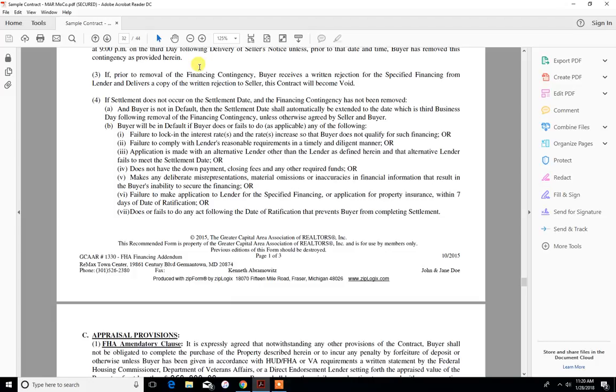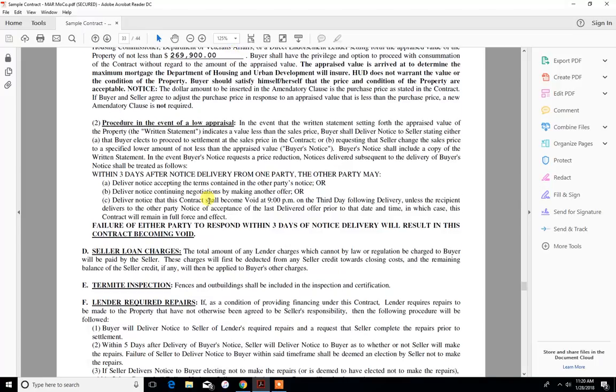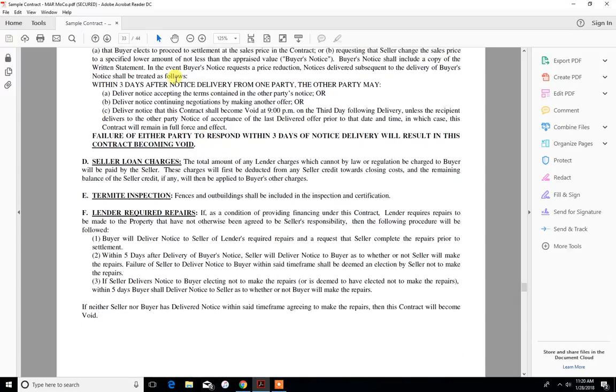Where's the appraisal? Here's the appraisal contingency. So this is why we don't have to do it in the addendum clauses. FHA says that it has to appraise for 269.9. If not, then we're going to ask them to lower the price. If they don't lower the price, you can walk away or pay the difference. And that's outlined. This is the exact same language, by the way, that's in the addendum clauses.